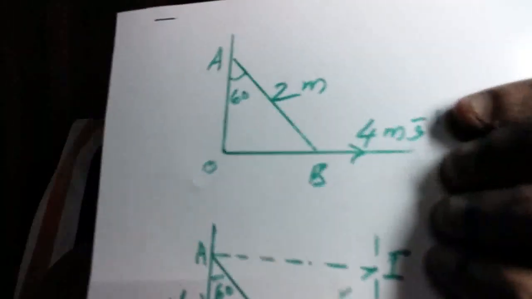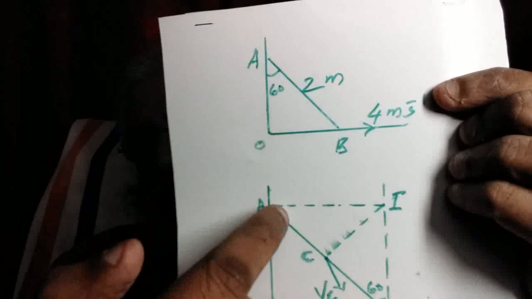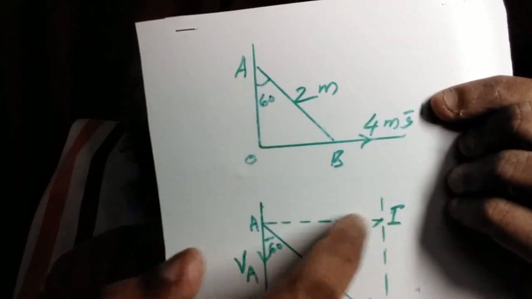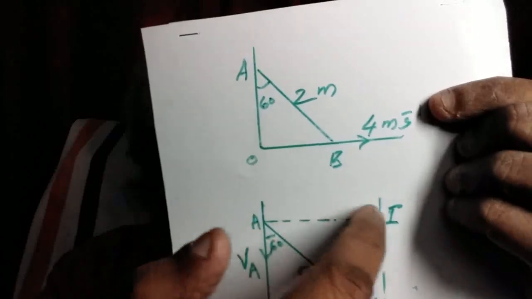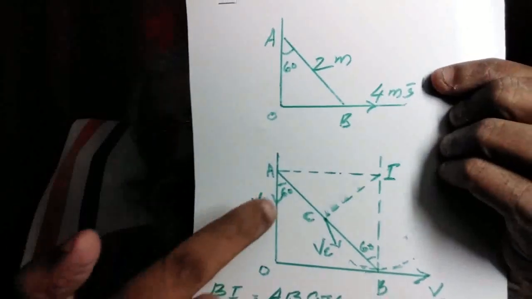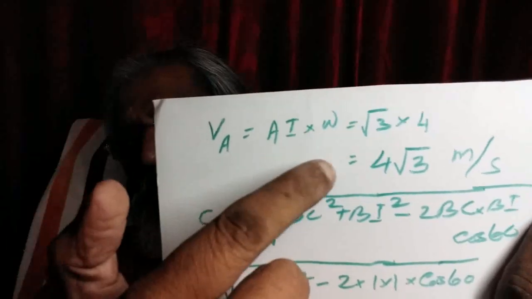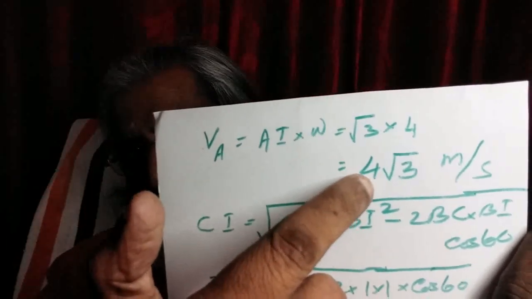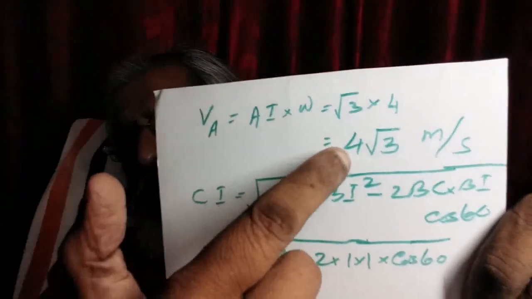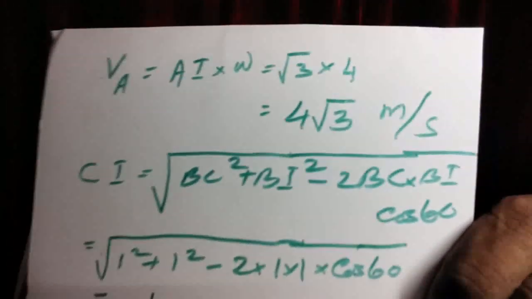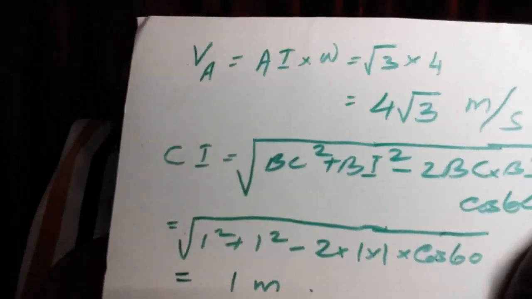After finding omega, we can find out VA, velocity of this point. VA equals R omega. R is AI, into omega. We have got omega. So VA equals AI into omega. That is, AI is root 3, into omega is 4. We have got it as 4. So VA equals 4 root 3 meters per second. One answer is okay. Next you have to find out the velocity of the midpoint C.